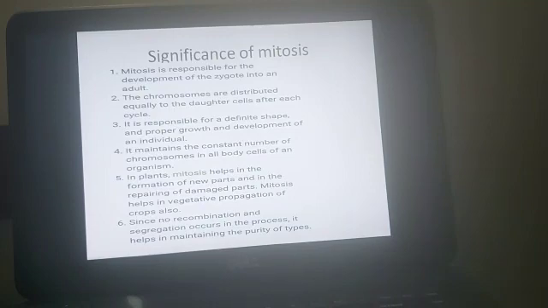In plants, mitosis helps in the formation of new parts and in the repairing of damaged parts. Mitosis helps in vegetative propagation of crops also. Since no recombination and segregation occurs in the process, it helps in the purity of types.